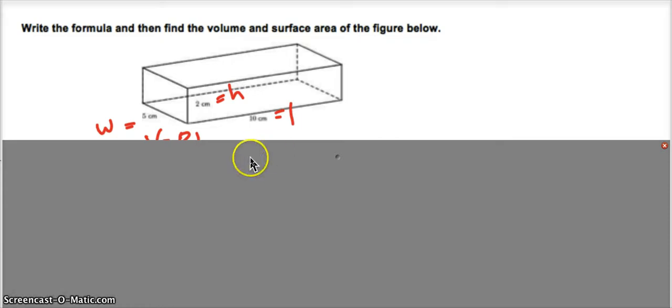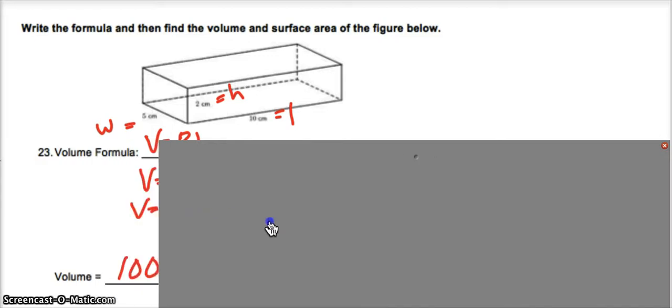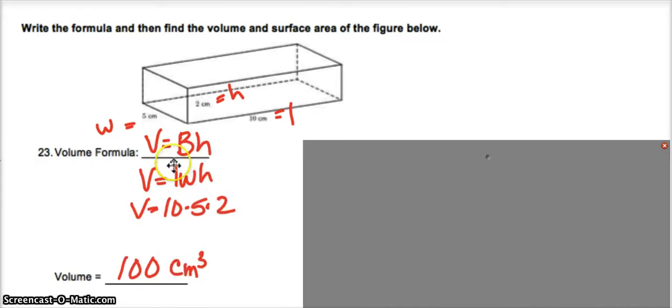All right, so first of all, we've got those numbers identified. You were first to write down the formula for volume. Volume equals the area of the base, that's what that big B stands for, times the height. The base here is a rectangle. The formula to find the area of a rectangle is length times width. So now we can substitute in those numbers, 10 times 5 times 2, and the volume of this rectangular prism would be 100 centimeters cubed.